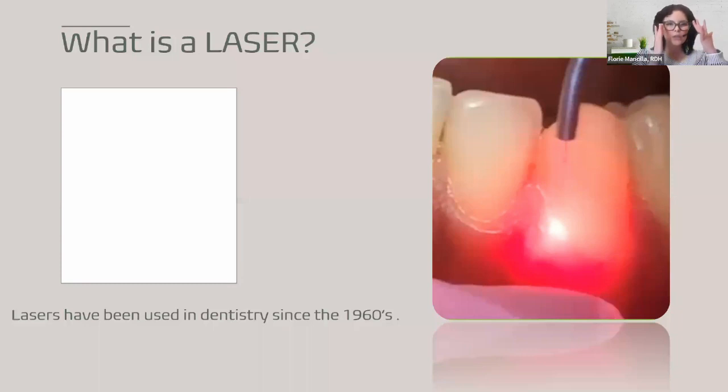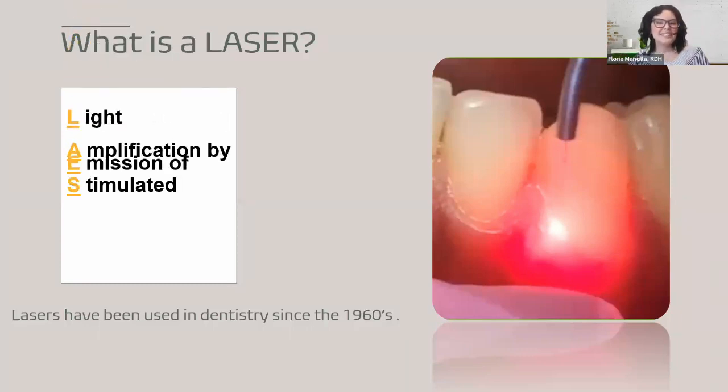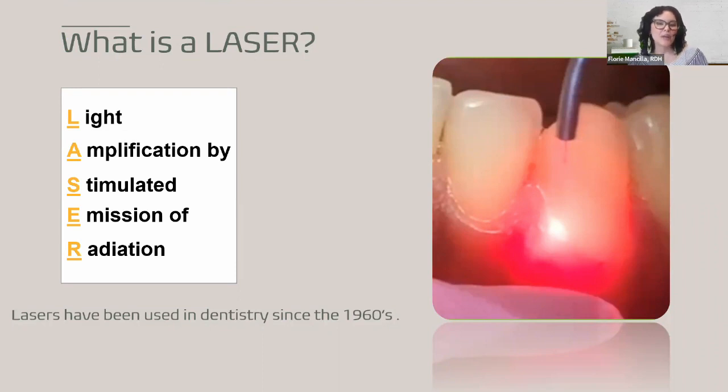So let's get into what a laser is and what we use it for. A laser is actually an acronym for light amplification by stimulated emission of radiation. That is what a laser stands for. And yes, there is light that is being used. There's light energy that is going to be transferred into the tissue, and there is a bit of radiation that is going on.